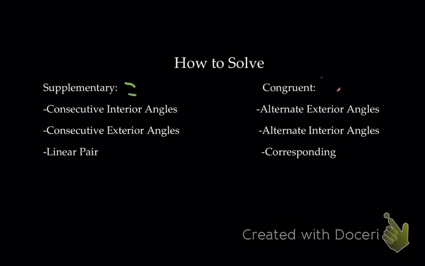A good example for linear would be 1 and 2, since it's right on the other side. Now we go with how to solve, and it's pretty easy. We just need to know which belongs in which. So for supplementary, it's all the consecutives, and remember, supplementary equals 180 degrees. So it's all the consecutives and a linear pair. And for congruent, it's all the alternates and corresponding.